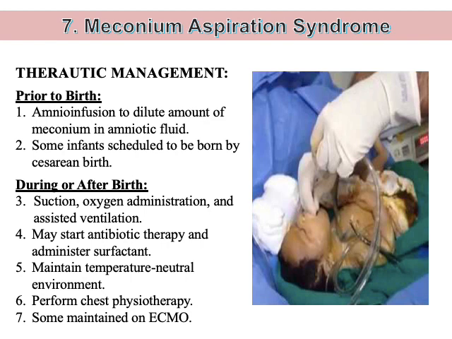Fourth, you may start antibiotic therapy. This is for prophylaxis against pneumonia. Surfactant may also be administered to improve lung compliance, especially if the child is preterm. Fifth is to maintain a temperature-neutral environment to prevent increasing oxygen demand. Next, we can perform chest physiotherapy for removal of remnants of meconium from the lungs. And last, some are maintained on ECMO or extracorporeal membrane oxygenation. This is to ensure adequate oxygenation.